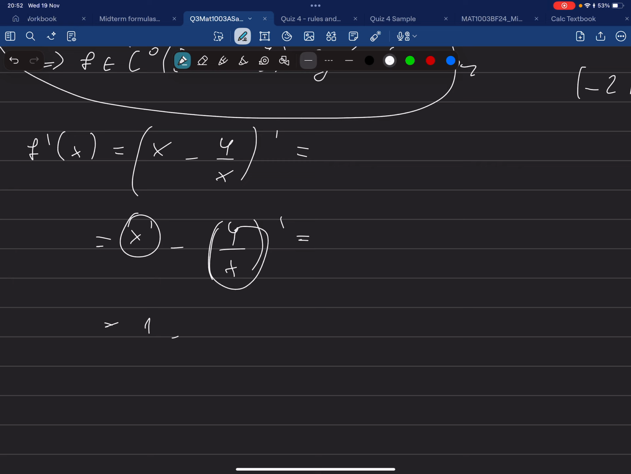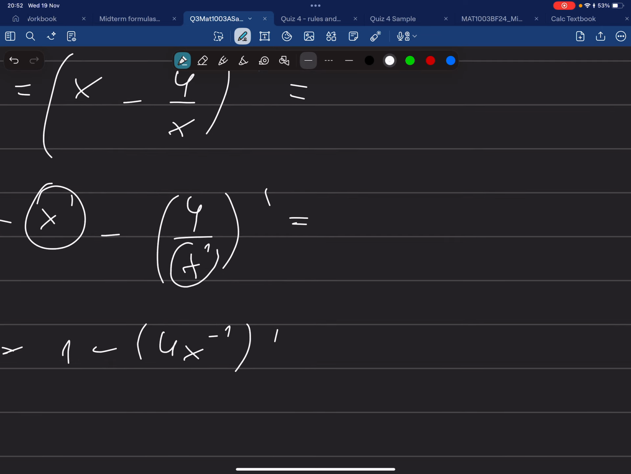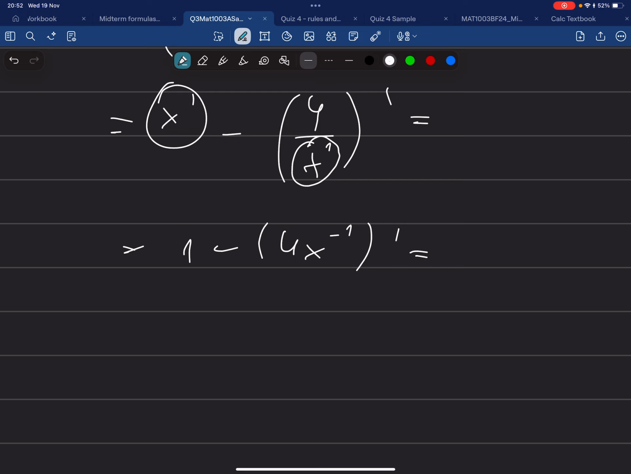Here, I would prefer to rewrite this as (4x to the minus first) prime. Now, why minus first? Because I've told you that if you have this in the denominator, you can bring it to the numerator just with the opposite sign of the exponent. So that's what I just did. We know that whenever there's a constant in a derivative, we can just pull it before the derivative because it wouldn't change. So it's going to be 4 times the derivative of x to the minus first. So that's 1 minus 4 times.